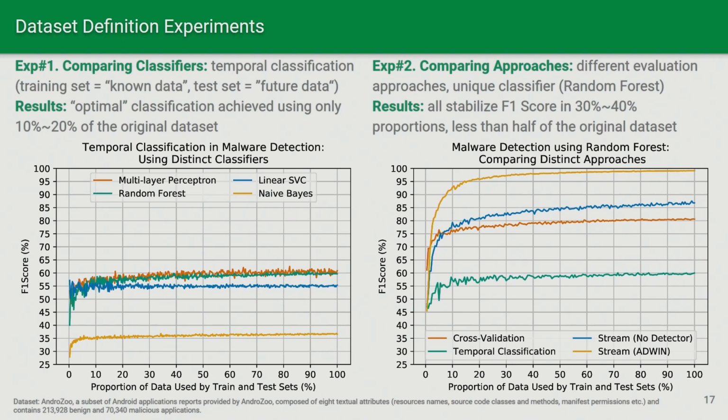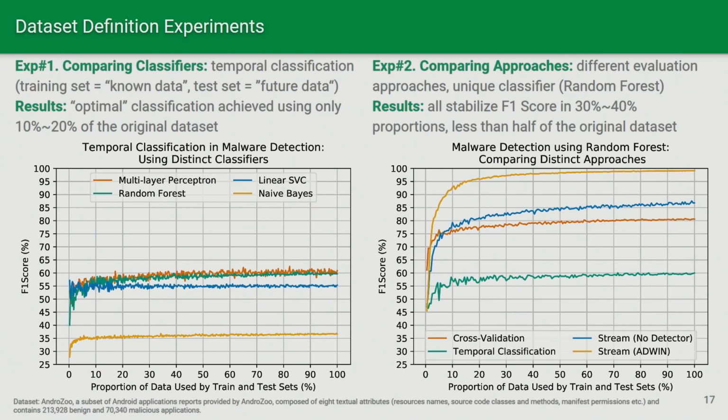In experiment 1, I compared different classifiers using a temporal classification, splitting the dataset into 2 sets ordered by time. So the training set has the oldest samples, as a real solution should do. The results show a pattern for all classifiers, which have suboptimal results obtained using only about 10 and 20% of the dataset.